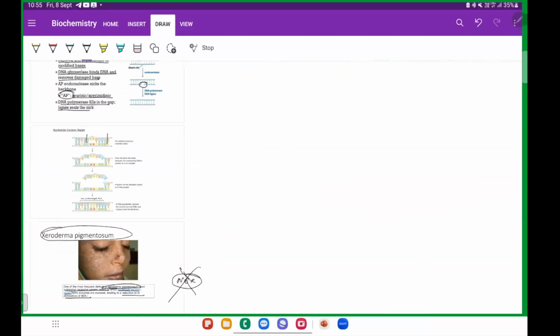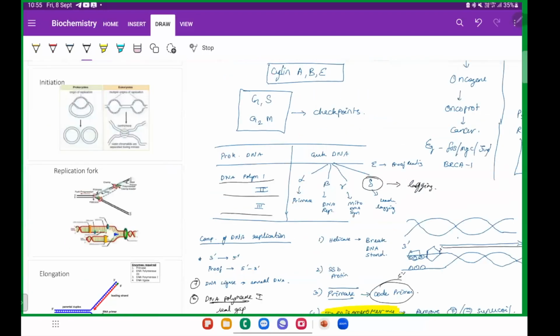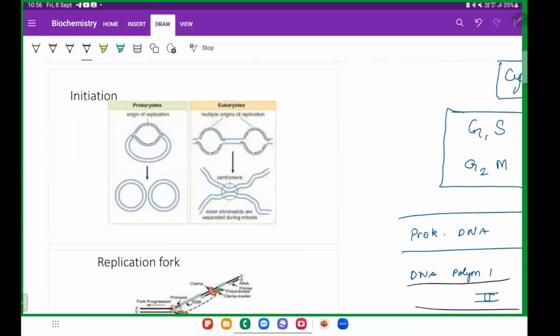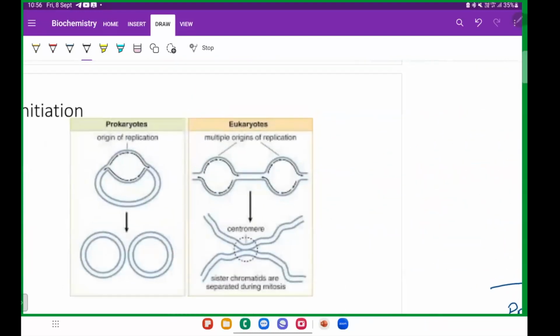This comes to the end of a very important topic, DNA replication. Once again, I will tell you the DNA replication in a short and sweet manner. First you are going to have two things: either prokaryote or eukaryote. In prokaryotes, the origin of replication is at one particular site. In eukaryotes, it is at multiple sites.